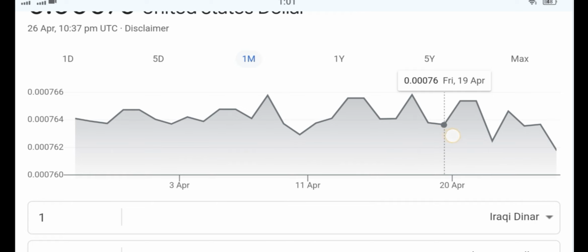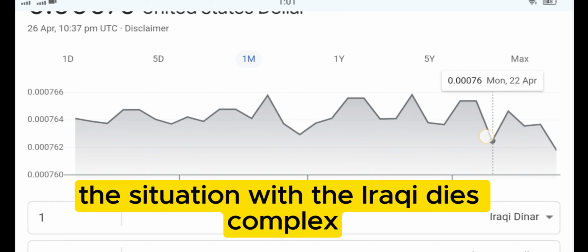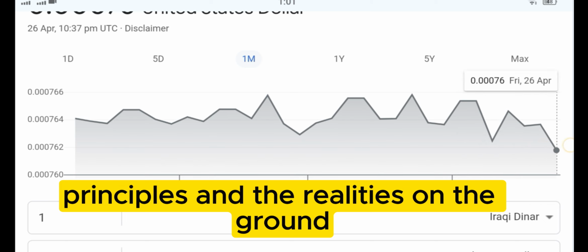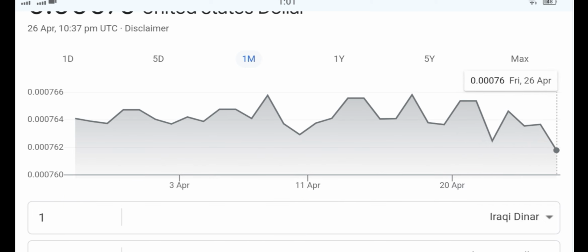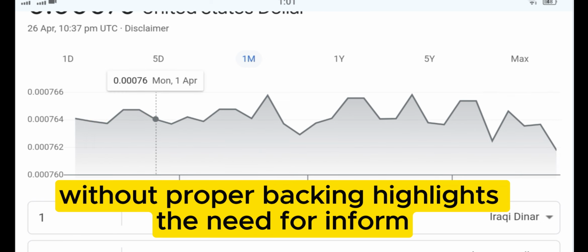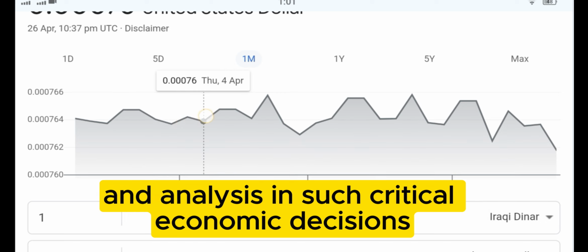As we can see, the situation with the Iraqi dinar is complex and requires careful consideration of economic principles and the realities on the ground. The criticism of the author, who called for floating the dinar without proper backing, highlights the need for informed debate and analysis in such critical economic decisions.